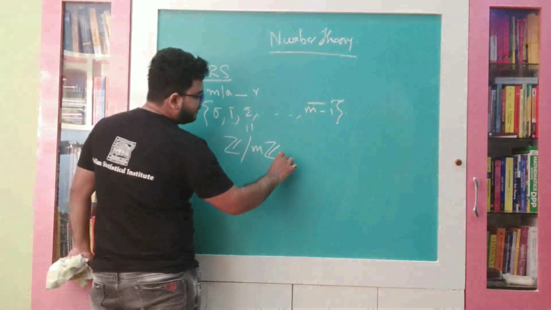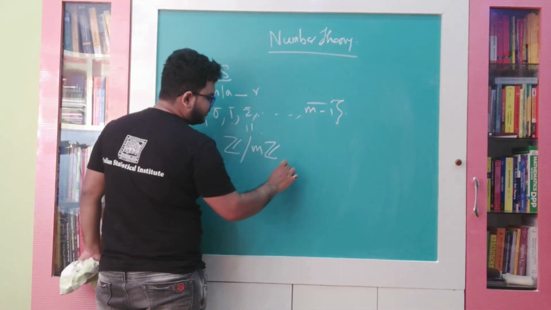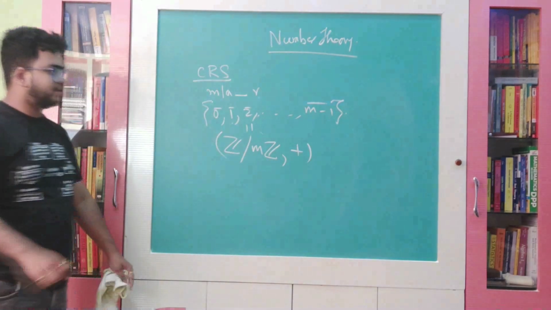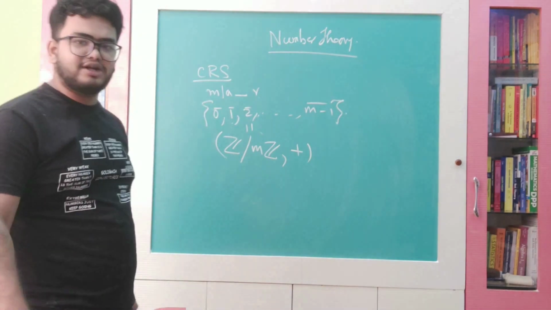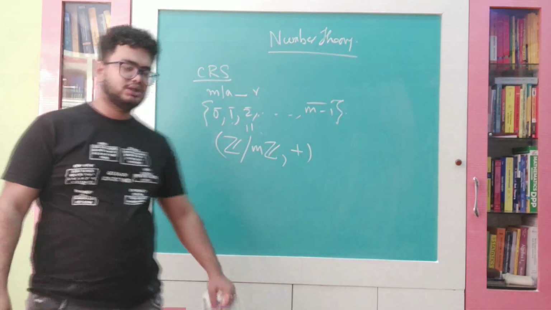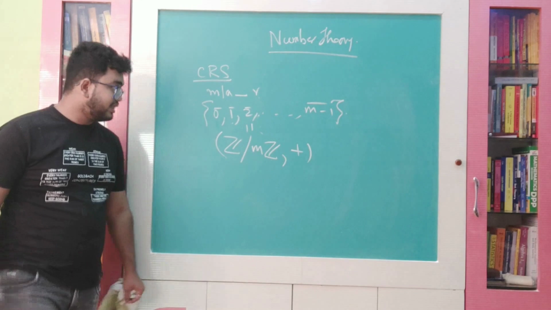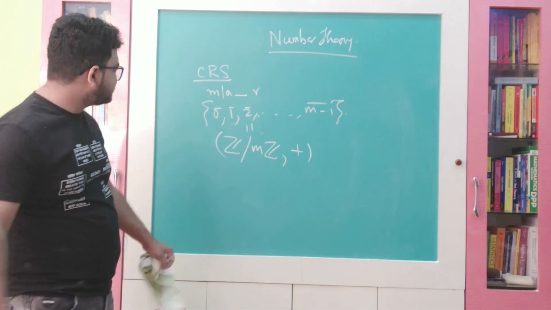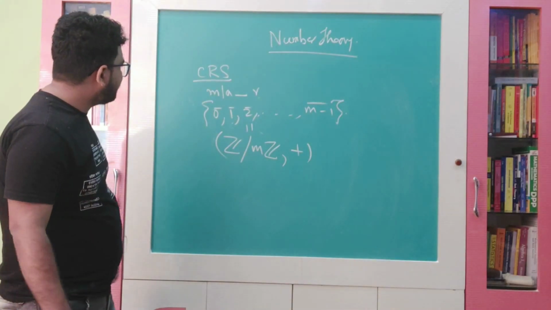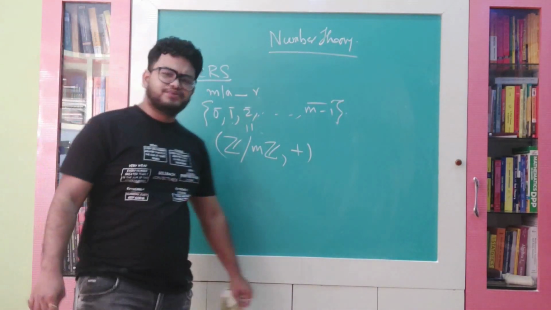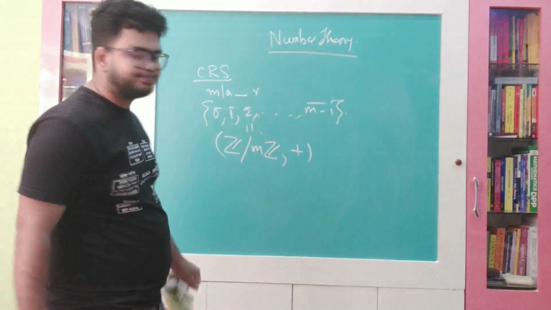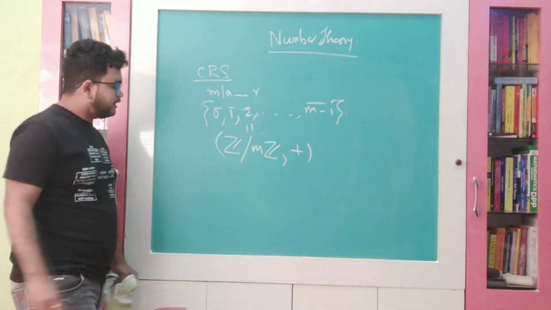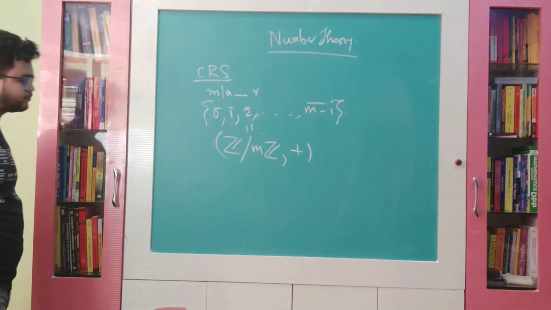You will study later in group theory that this under plus is a group. And the amazing thing, this is an abelian group. Yes, this is an abelian group under plus. Okay.